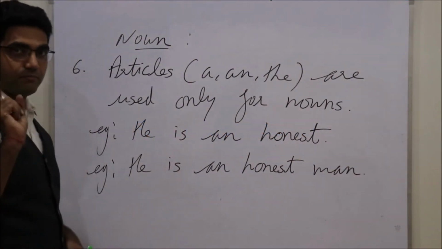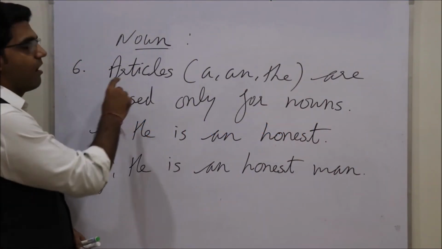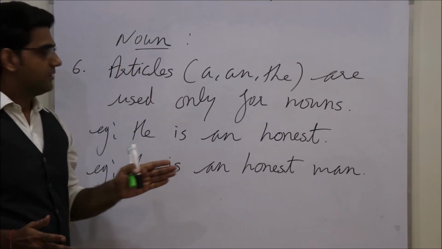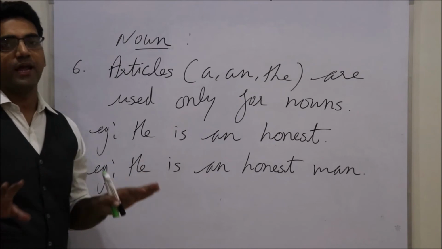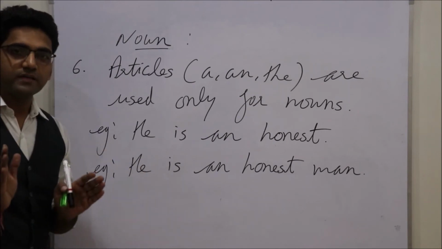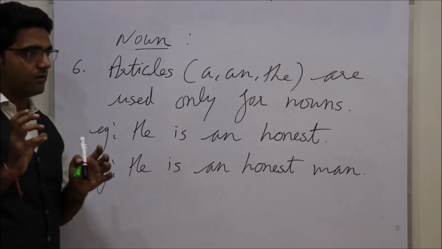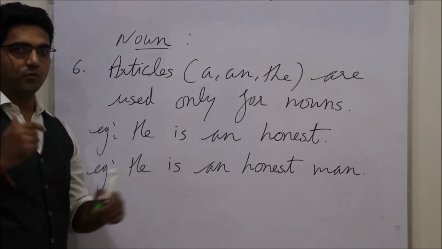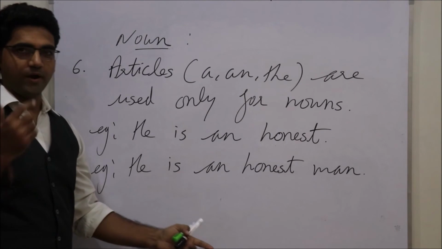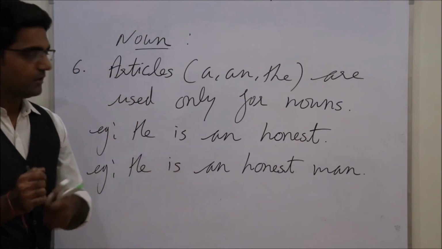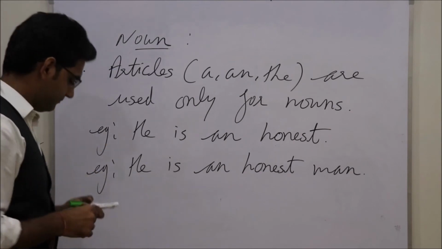Alright, so point number 6 is articles. Articles a and the are used only for nouns. Where there is an article, there's a noun. You must have heard the saying that where there's a will, there's a way. So where there is an article, there is a noun. Check out some examples.